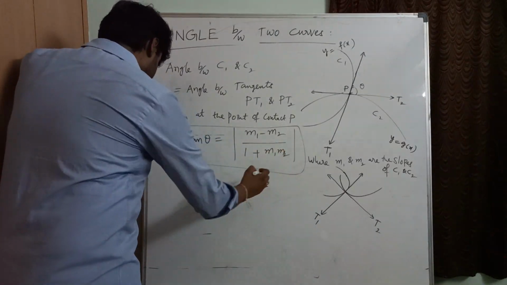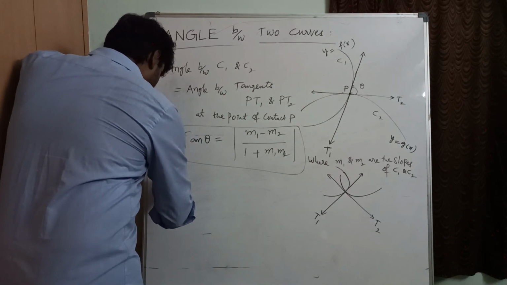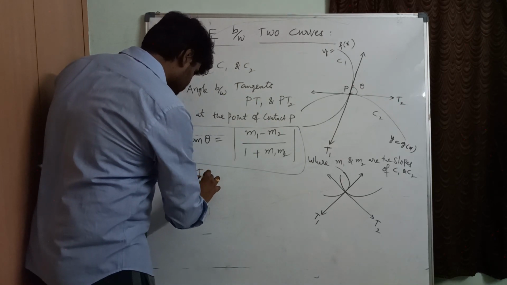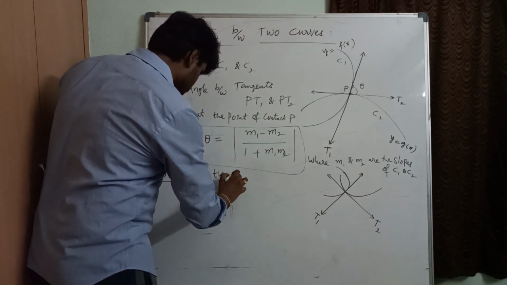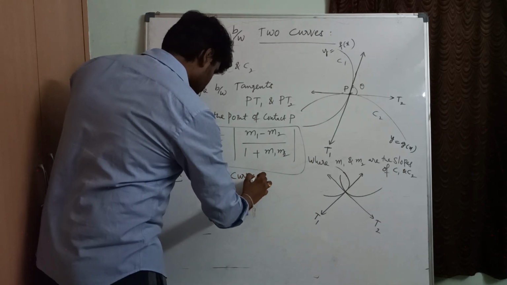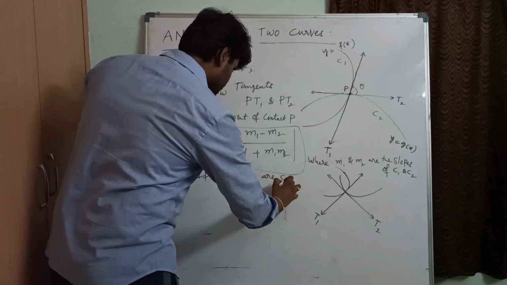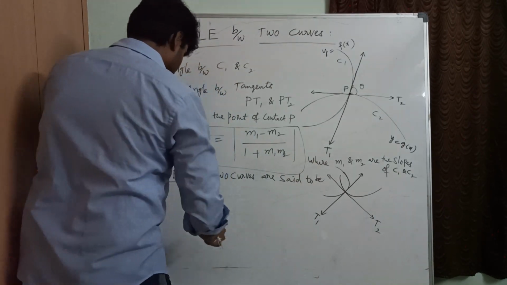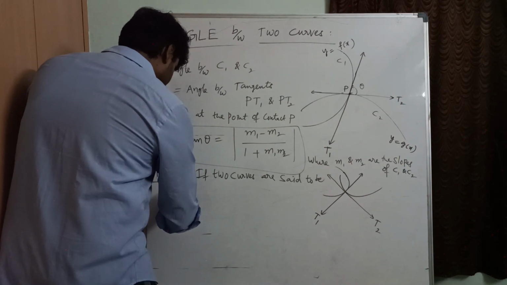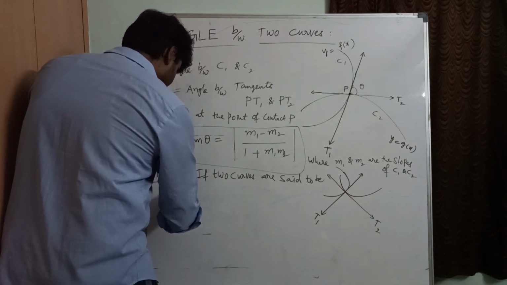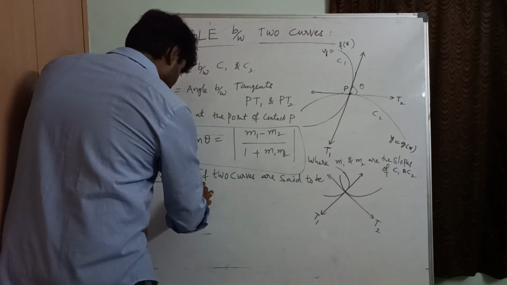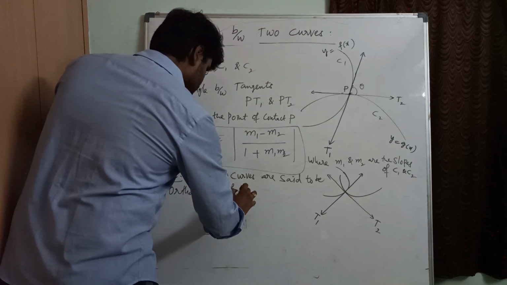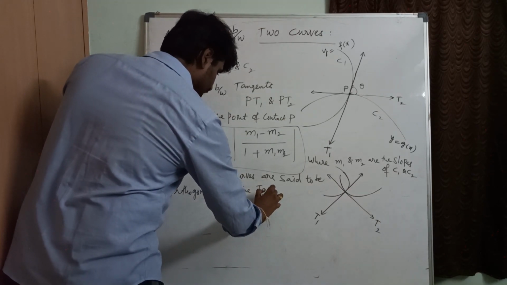Okay, so that point is very important here. Take that point under note. What can we write? If two curves are said to be orthogonal, said to cut orthogonally, anyway same. Two curves are said to be orthogonal if the tangents are perpendicular.